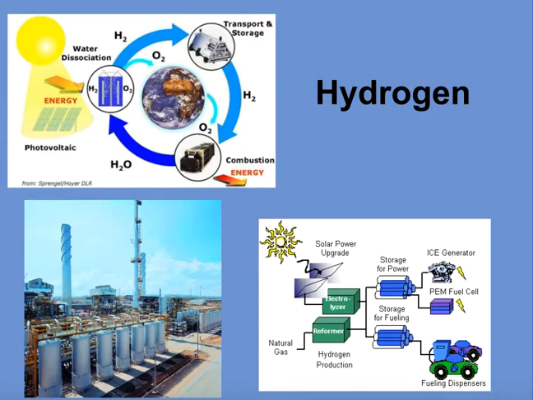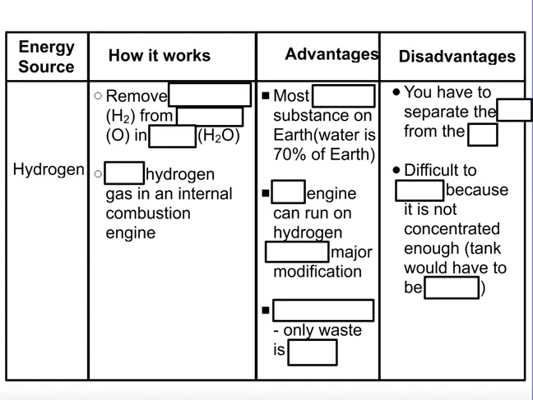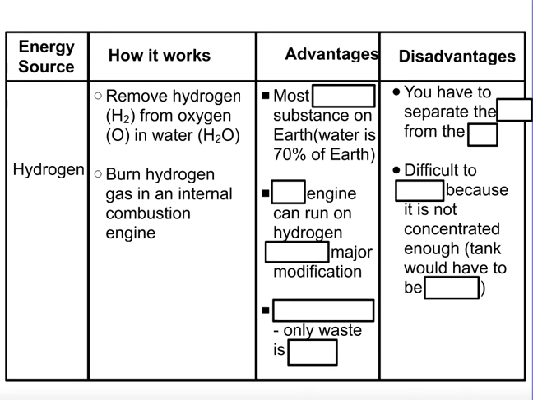The next one is called hydrogen. We can actually use hydrogen as a renewable resource. Let's talk about how it works. We first remove hydrogen, or H2, from oxygen in water. So remember, the chemical compound for water is H2O. We remove the hydrogen atom. In doing so, that hydrogen is burned as gas in an internal combustion engine.